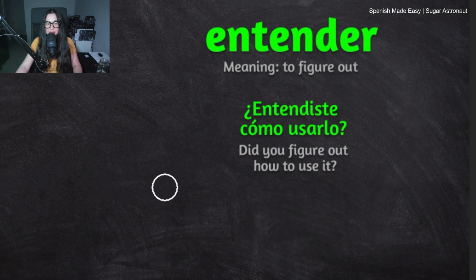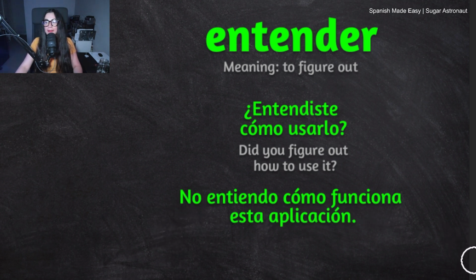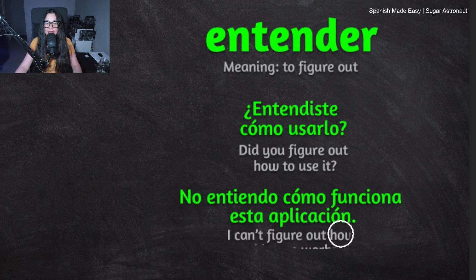The next example is: no entiendo cómo funciona esta aplicación. No entiendo cómo funciona esta aplicación. This means I can't figure out how this app works.